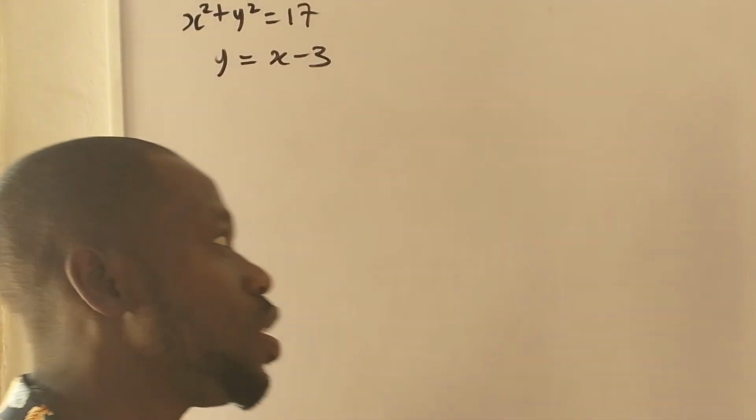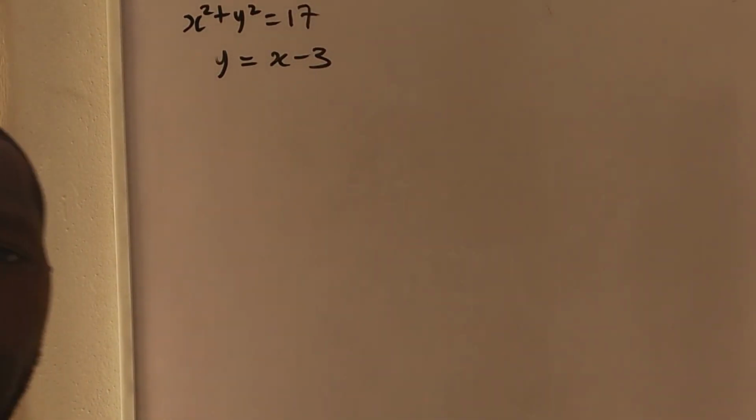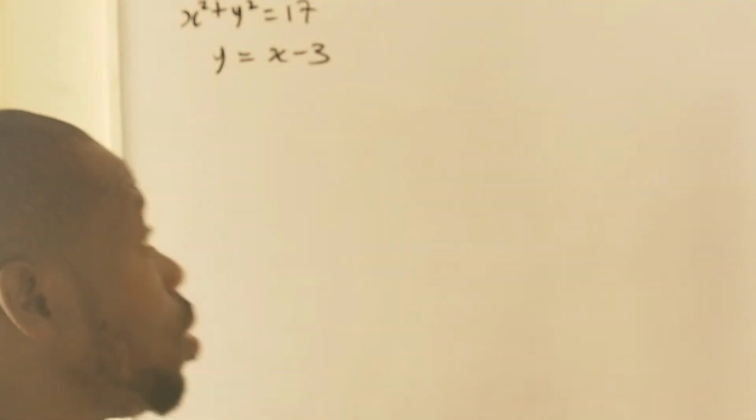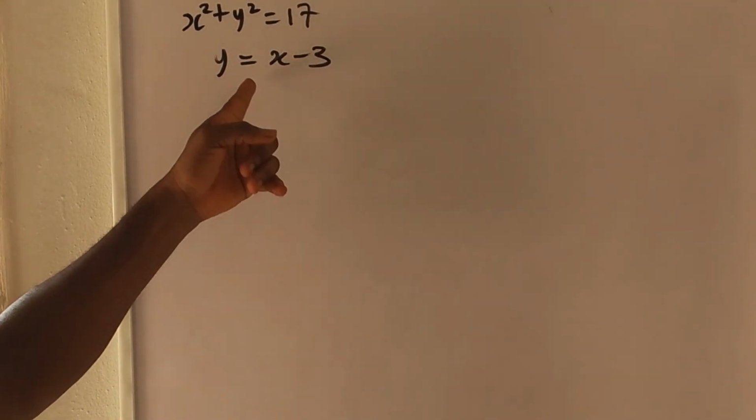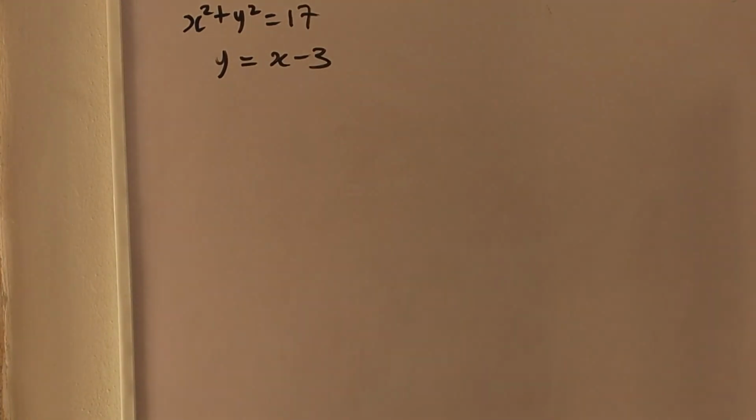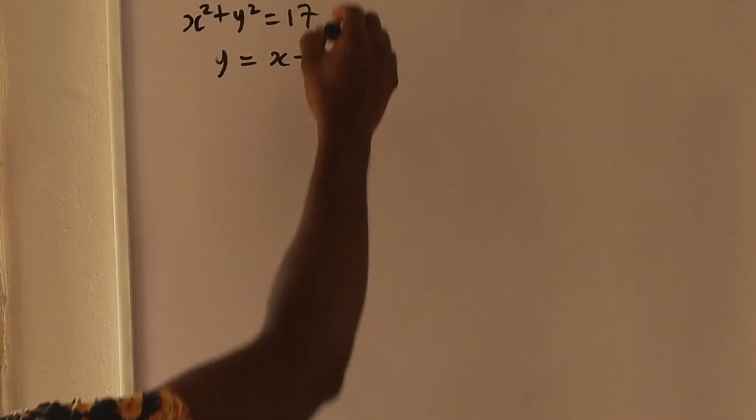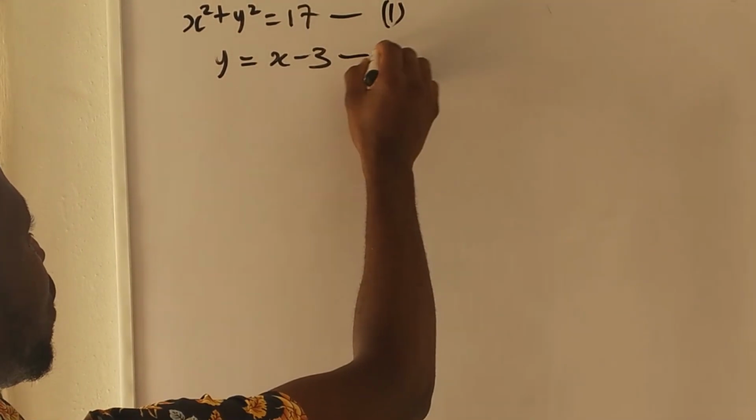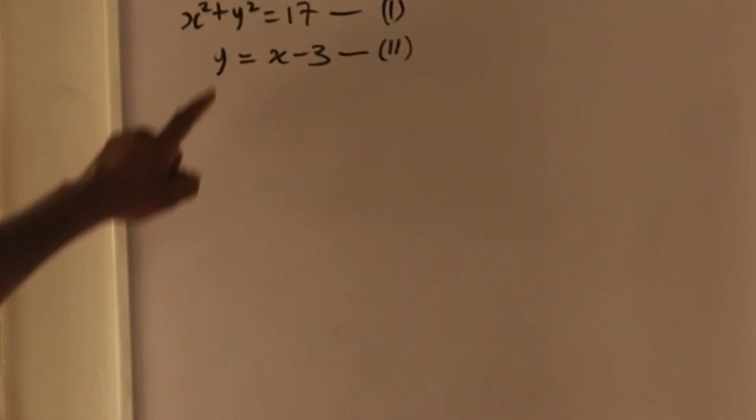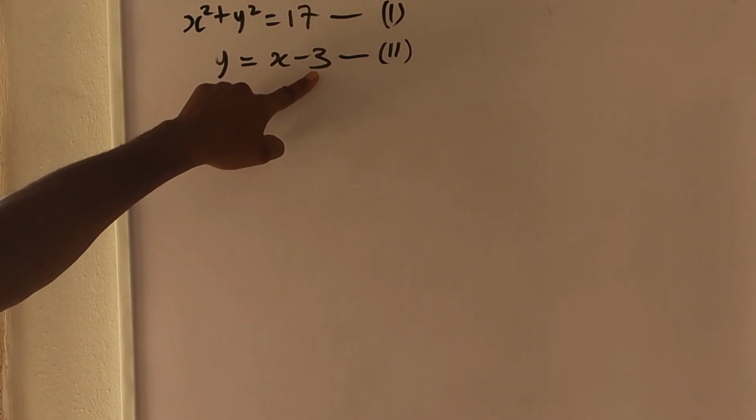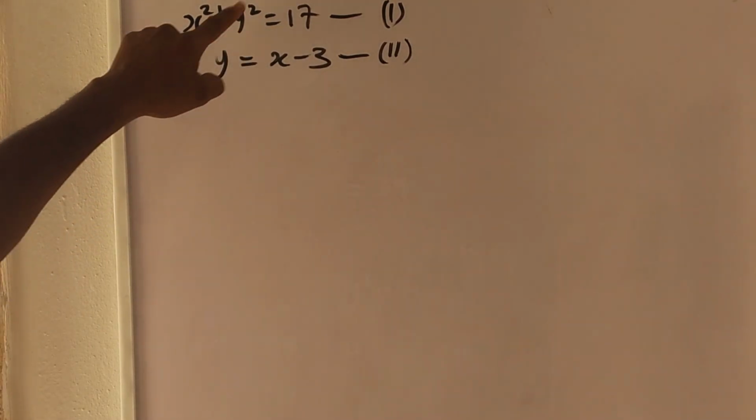We're going to be solving this problem using the completing the square method. x squared plus y squared is equal to 17, and y is given to be x minus 3. So the first step, this is our equation 1, and this is our equation 2. Since y is x minus 3, we put that value, x minus 3 for y, in equation 1.